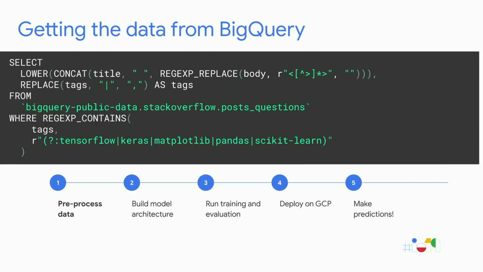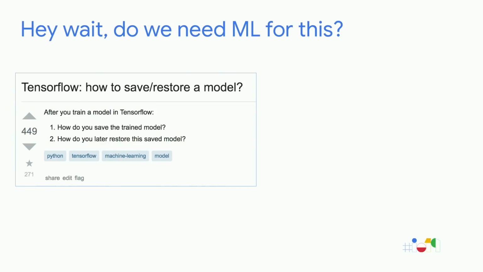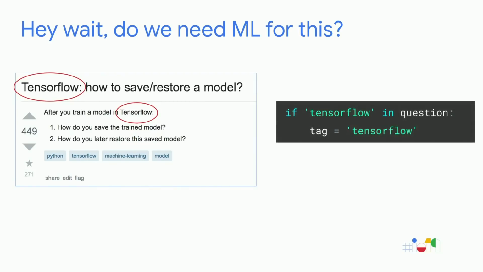So I ran this query, and as I was looking at the results, I noticed something. A lot of the question posters conveniently will put the name of whatever framework they're using in the question, which is very helpful. But that got me thinking, do we actually need machine learning for this? Could we just replace our entire ML system with an if statement? If TensorFlow is in the question, tag equals TensorFlow.